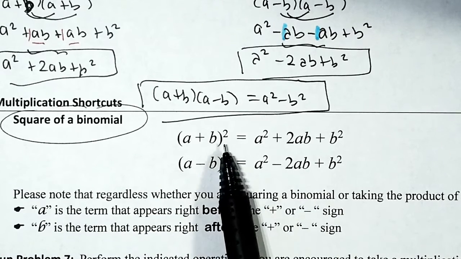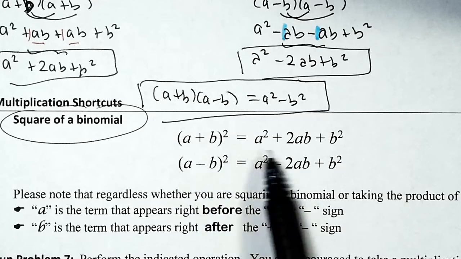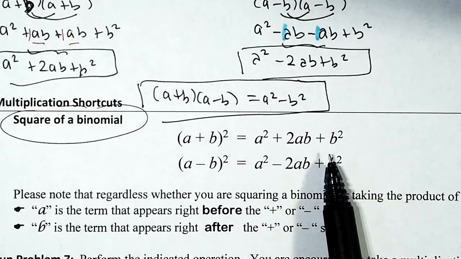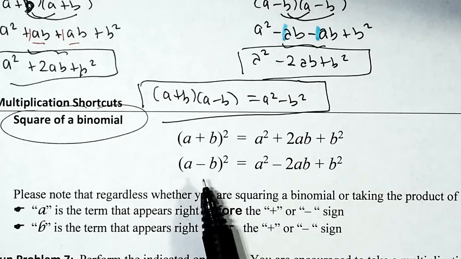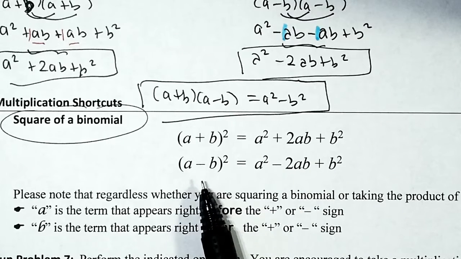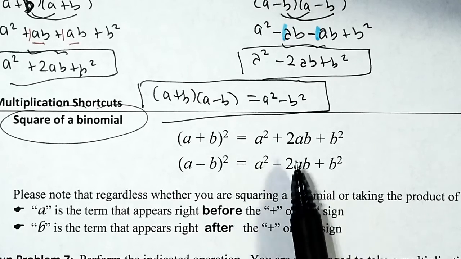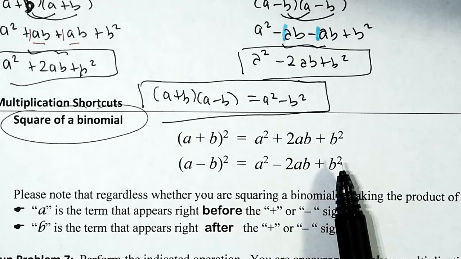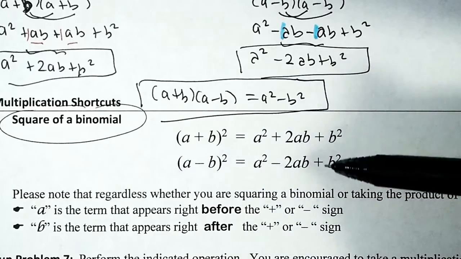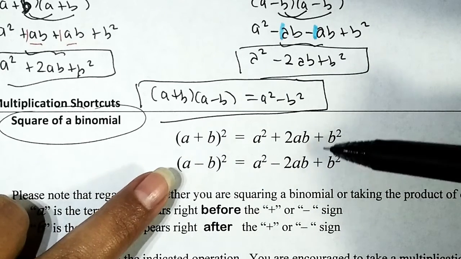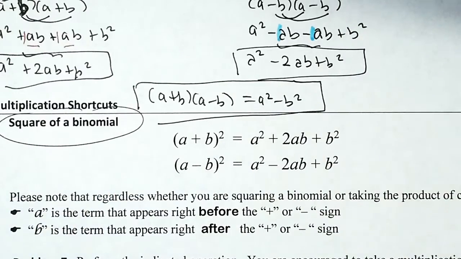If you're squaring a binomial of the form a plus b, then this should be your answer. A squared, 2ab, b squared. What about the signs? Well, let me go back to this. Square of a minus b, a squared, 2ab, b squared. So we notice that the terms are the same. What differs is the sign. Okay, the second sign, no matter if you're squaring a plus or a minus, it's always going to be positive. So let me put a little love note.